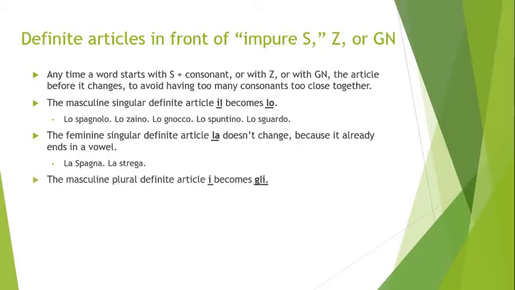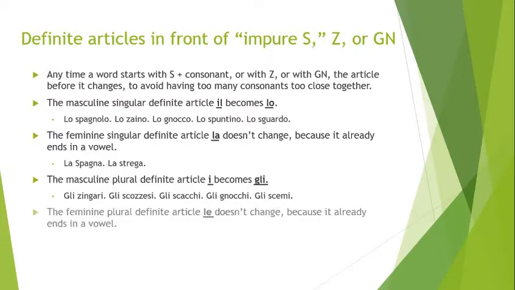So the masculine plural definite article, which is i, right? When it's in front of impure S or Z or GN, it becomes gli. Gli zingari. Remember, GLI is that palatalized L sound. Hope you've been practicing it because it comes up a lot throughout the language. Gli zingari, gli scozzesi, gli scacchi, gli gnocchi, gli scemi. So there you have that.